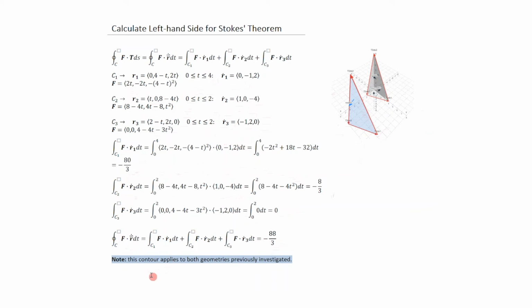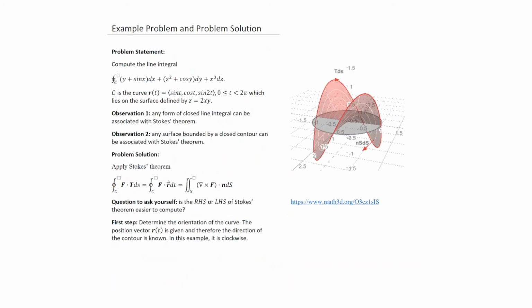So, as I noted, the contour applies to both geometries as previously investigated. So we've shown that it doesn't matter which side you use. Essentially, the answer is the same, which just proves that Stokes theorem actually works. All right, so let's do an example problem and then look at the solution. I've drawn the picture on the right-hand side that you can use for reference purposes, and you can look at this link if you also wish to.